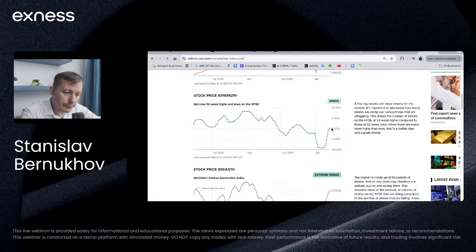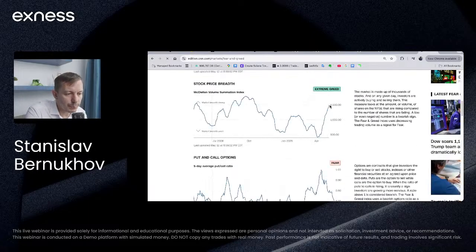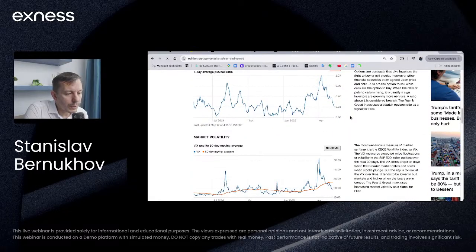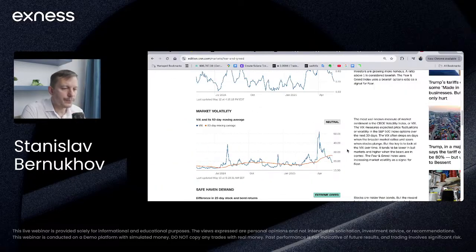Strength is relatively good, right? Almost all stocks are moving up. Big stocks are moving up. Breadth is improving, so all sectors are moving up simultaneously. What is happening with volatility? Volatility is neutral, but I would say bullish because VIX is 18. So that's not bearish at all. So I would say this is bullish.